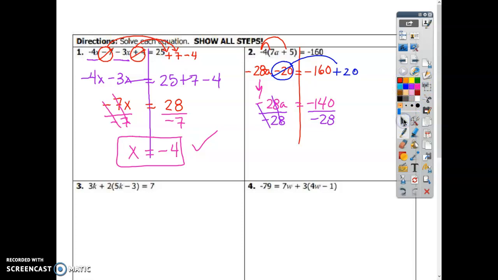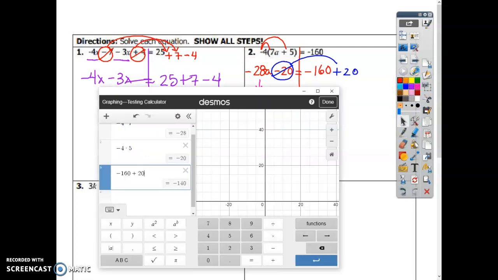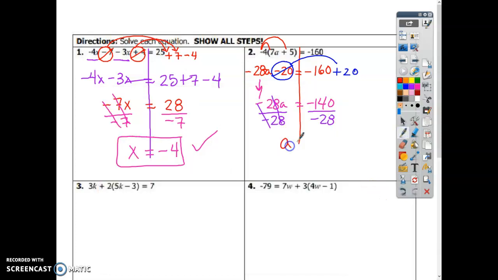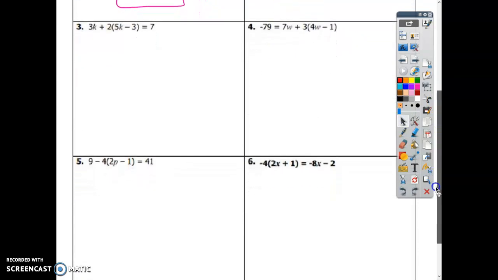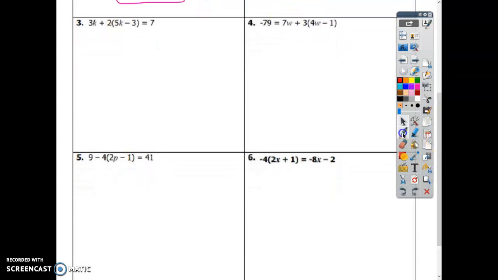Okay, so in the calculator, negative 140 divided by negative 28. Gives me a positive 5. So a equals positive 5. I'm going to do one more problem in this video, and then I'll do the other 3 problems in video number 2. Problem number 3, draw the line.